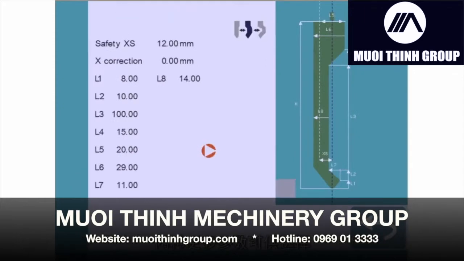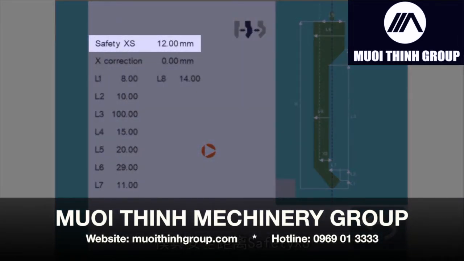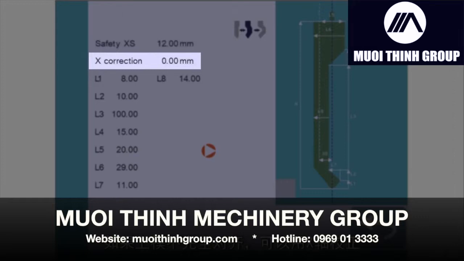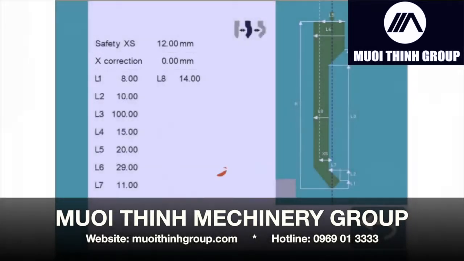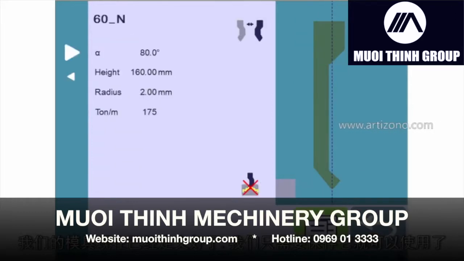Two more parameters are available: safety excess, which determines the security distance between the tool and the back gauge for X-axis, and X correction if the punch is not perfectly aligned. Our tool is now defined. You only need to save it to be able to use it.